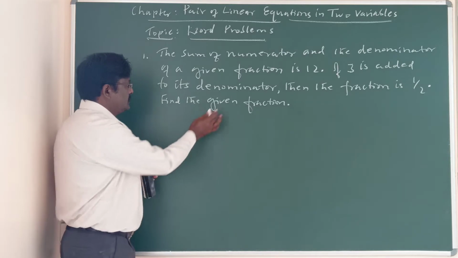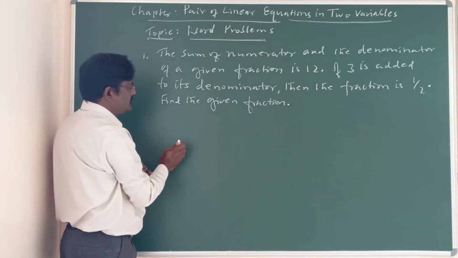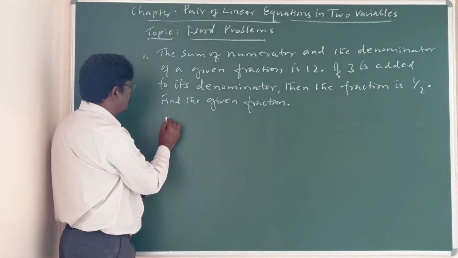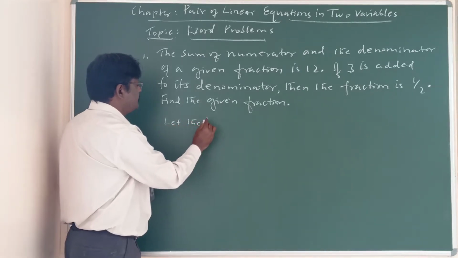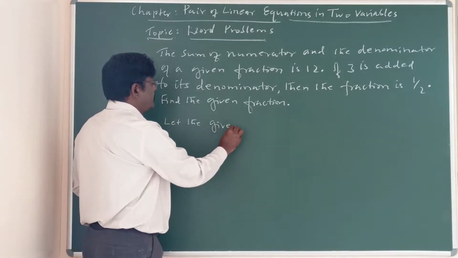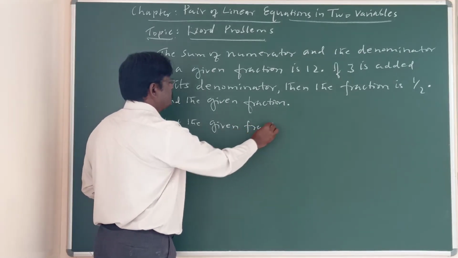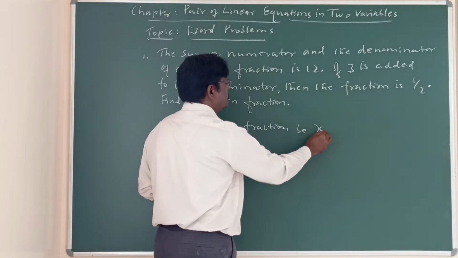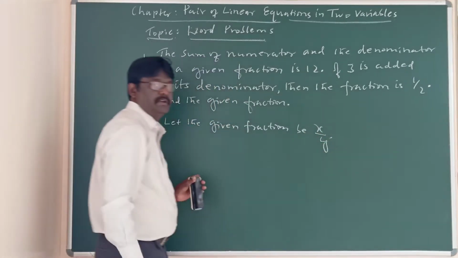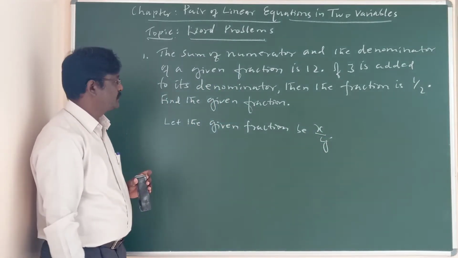So we know that we can start the required one as some unknown factor like this. Let the given fraction be x by y.